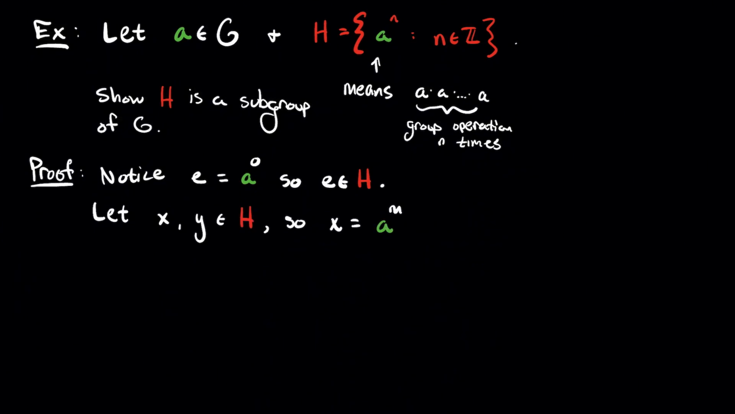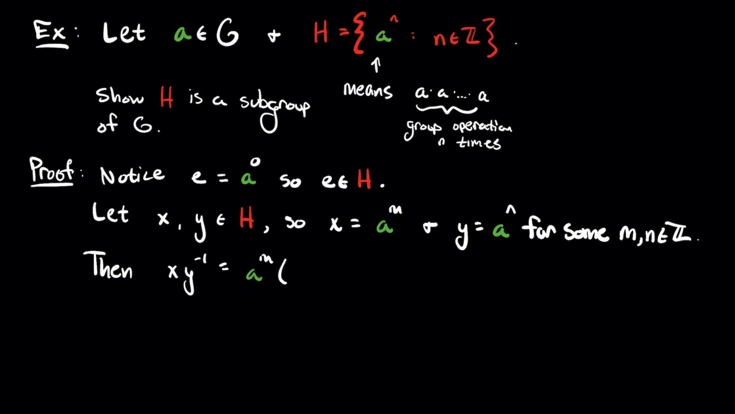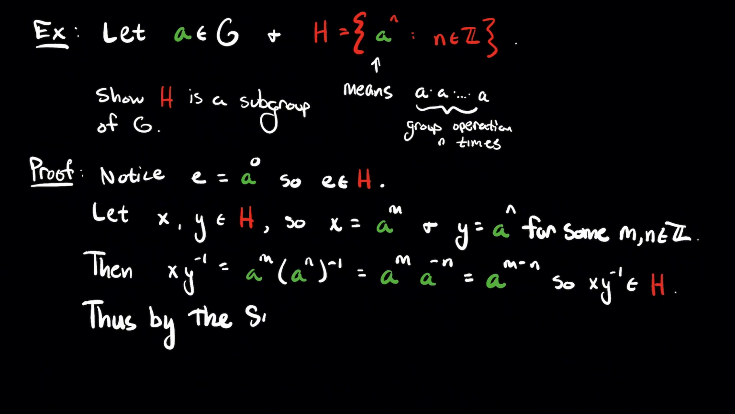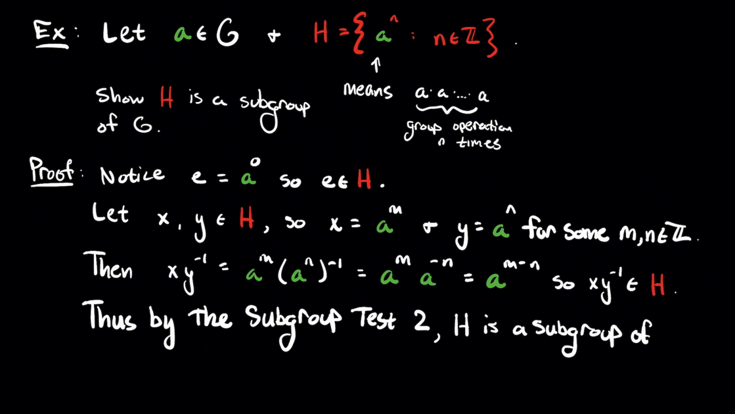Second, let's let X and Y be 2 elements. Well, that means that they are both powers of A, and now I can just use exponent rules to convince myself that X times Y inverse is also a power of A. And that's it. H is a subgroup. Good luck using these tests in your class.